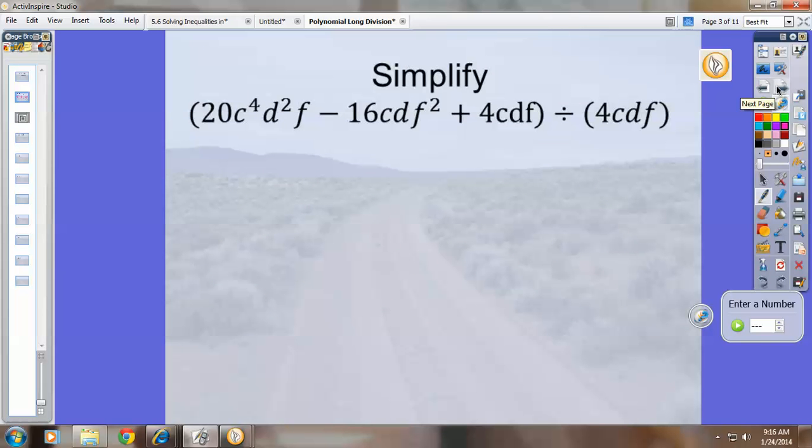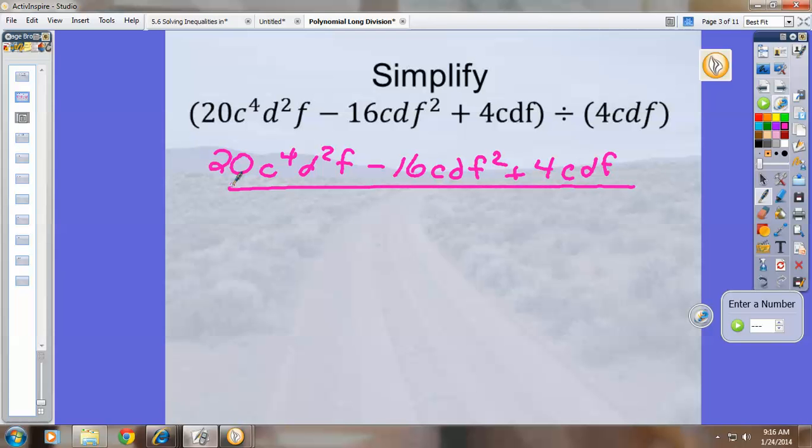Now, this next example is still an example of a division problem. It just looks a little bit different, doesn't it? And I would encourage you to rewrite it like we did a second ago. 20c to the fourth d squared f and 16c d squared. It's all divided by what? 4c d.